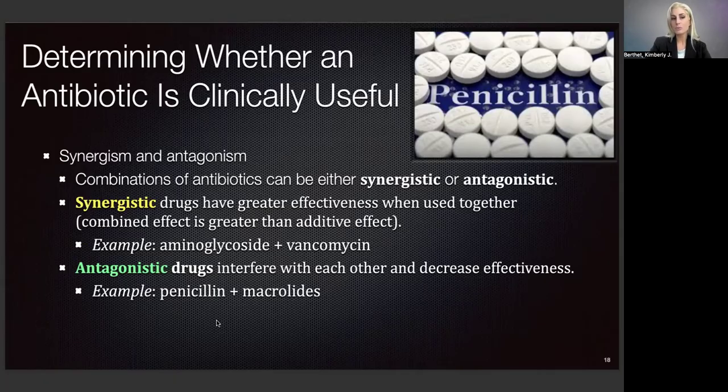But in order to determine which antibiotic to give a patient, we have to understand how these antibiotics work and whether they work in a synergistic fashion or an antagonistic fashion. So synergistic means that when we combine antibiotics like aminoglycosides and vancomycin, they actually have an additive effect. So we could treat separately with them, versus together, we see a beneficial effect.